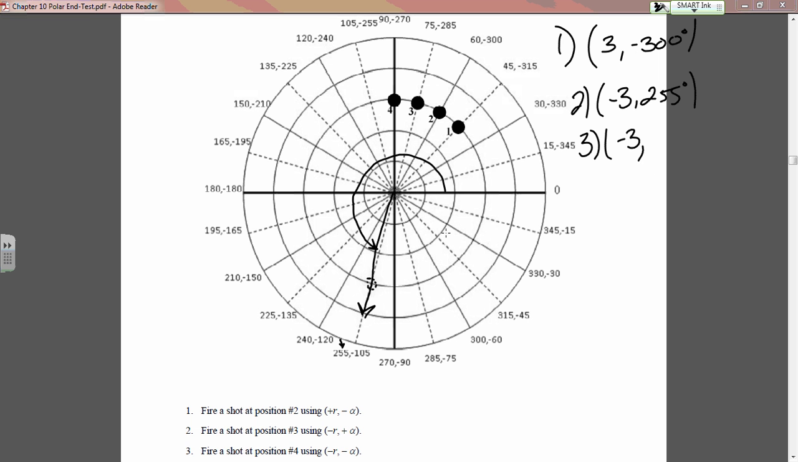Now, number 3, we're hitting point 4 with negative negative. So again, we want to hit this point right here with a negative radius and a negative angle. So our negative radius puts us there. For our negative angle, we're going to have to be pointing straight down. A negative angle is negative 90 degrees.